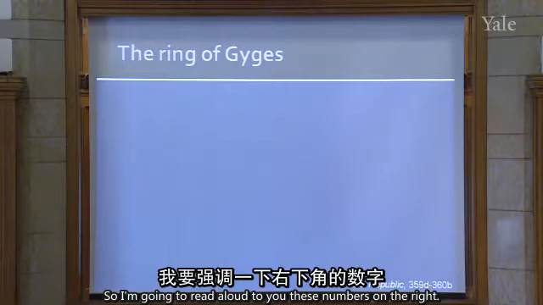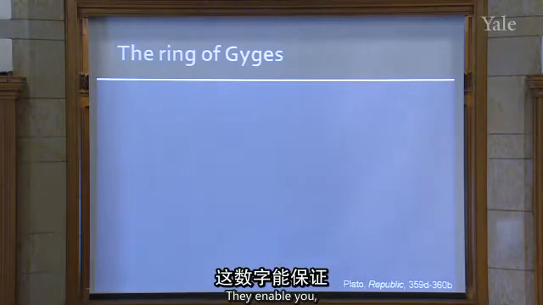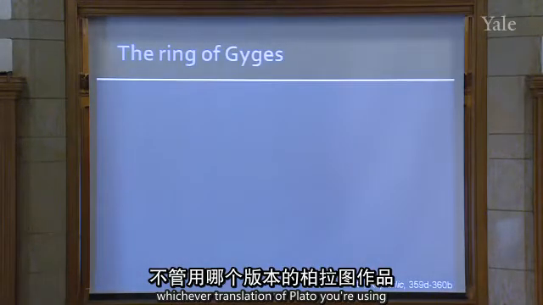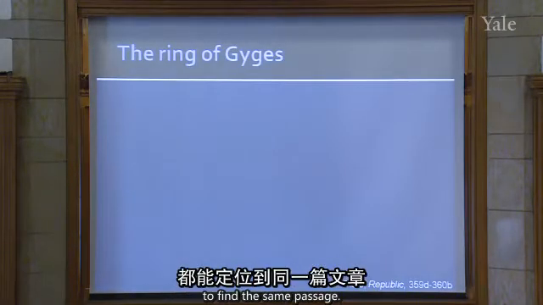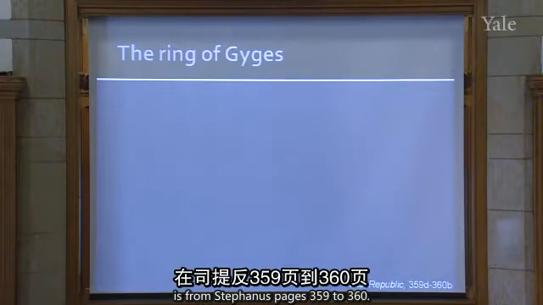These numbers on the right, I'll explain to you next class, are called Stephanus numbers. They enable you, whichever translation of Plato you're using, to find the same passage. And what I'm reading to you from is from Stephanus pages 359 to 360.